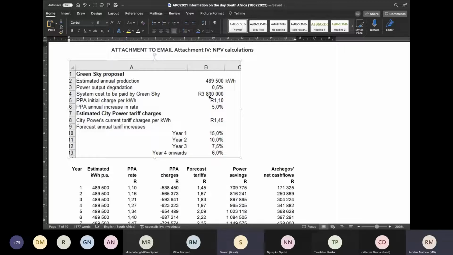Then in the year after, I will only give you 8,100, meaning that 10% comes off what we have, which also degrades. So do you see there will be a degradation each and every year? So the annual production of 489,500 kilowatt hours that we will receive in year one, we expect to go down at the end of each year by a ratio of 0.5%. Does that make sense? Hi, Rendani. Yes.